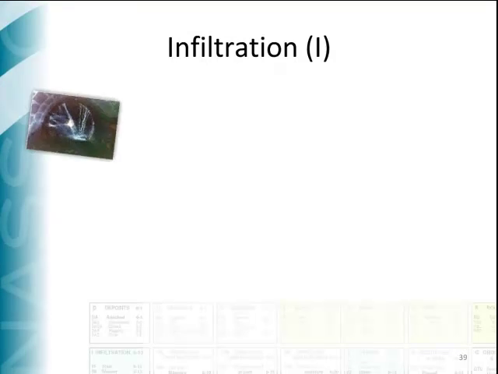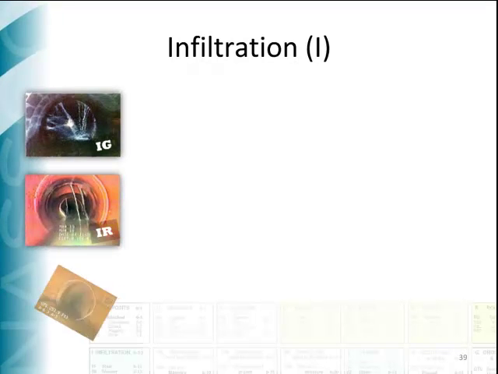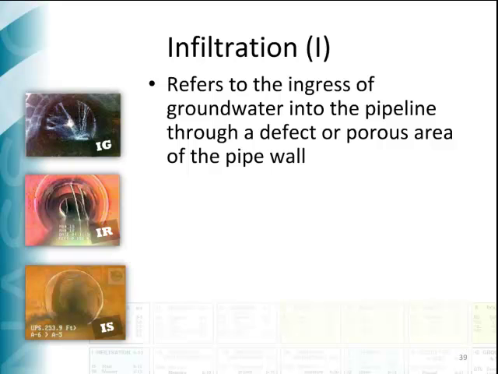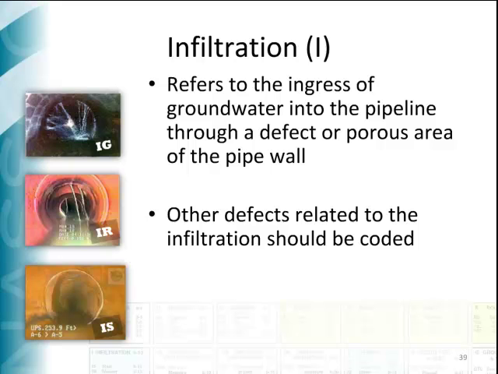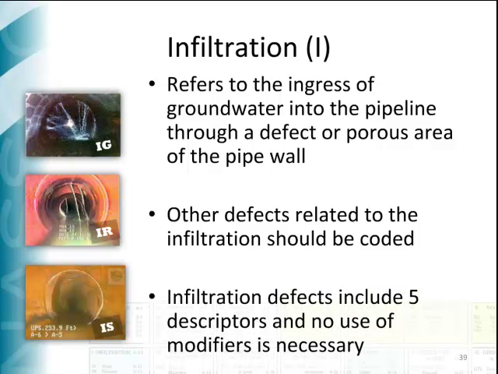Infiltration is another operation and maintenance defect group. It refers to the ingress of groundwater through sewers through the defects or porous areas. As with roots, it is often used in conjunction with other defect codes. However, the defect is not visible or significant enough to code only the infiltration. The infiltration group includes 5 descriptors: stain, weeper, dripper, runner, and gusher. The images on the left show different types of infiltration, such as IG for gusher, IR for runner, and IS for stain.